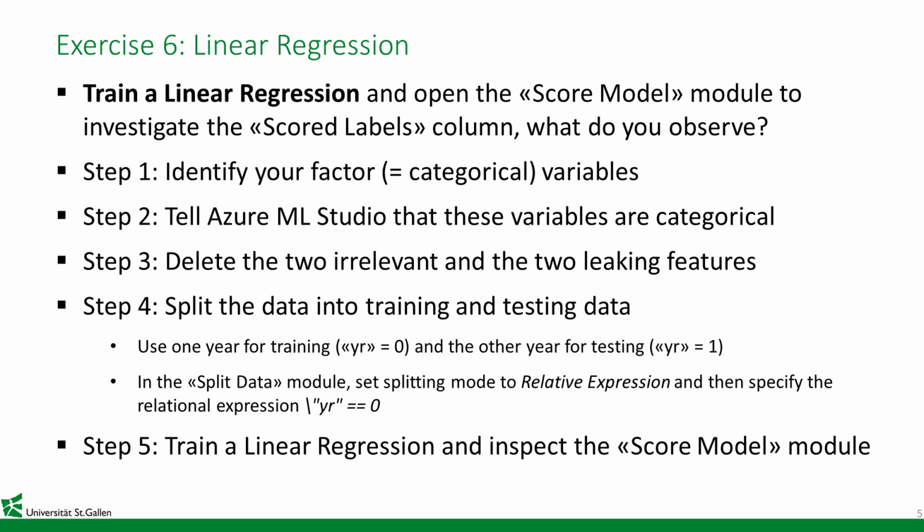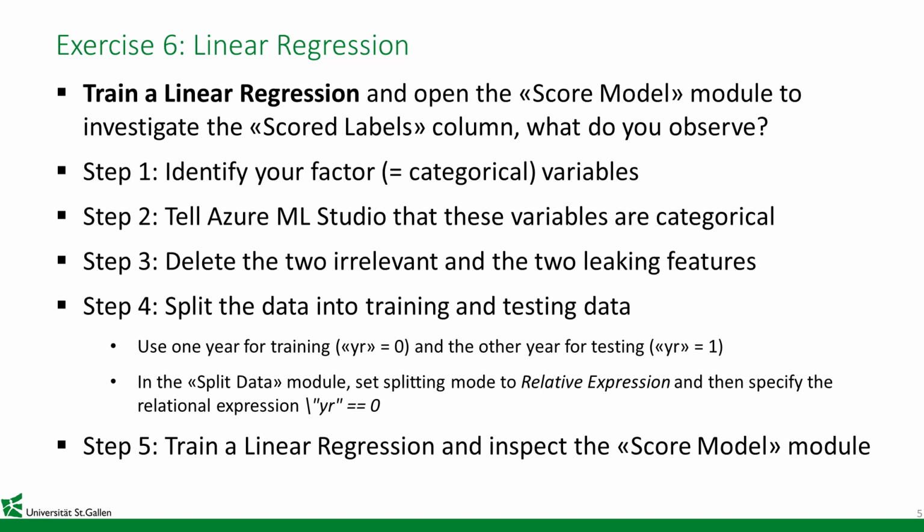Now in this exercise, I want you to train a first model, and this first model we will train is a linear regression. The purpose of this exercise is that you are able to train this linear regression and that you then open the score model module and investigate the scored labels column. And the question is, what do you observe in that column? As we know, the scored labels are simply the prediction of how many bikes are going to be rented from our model.